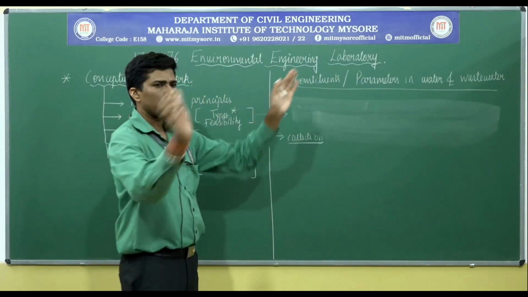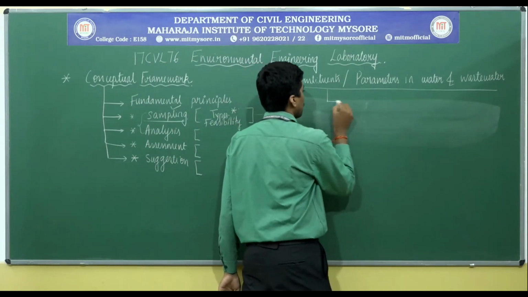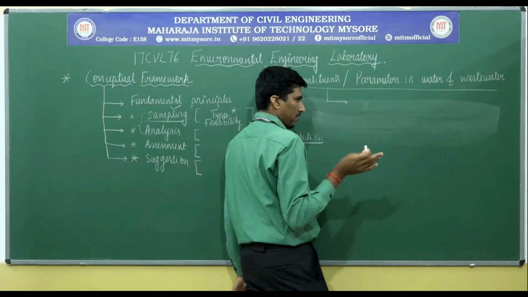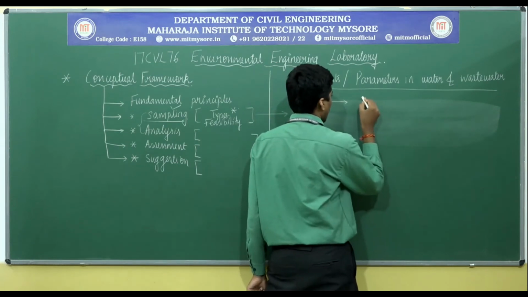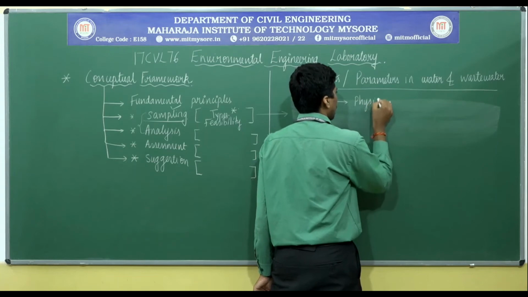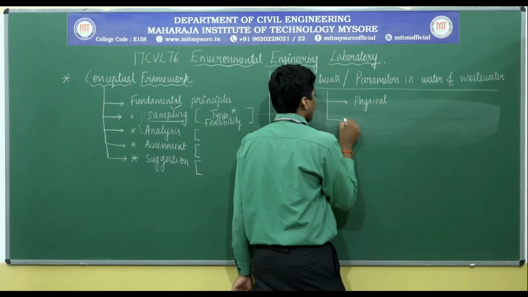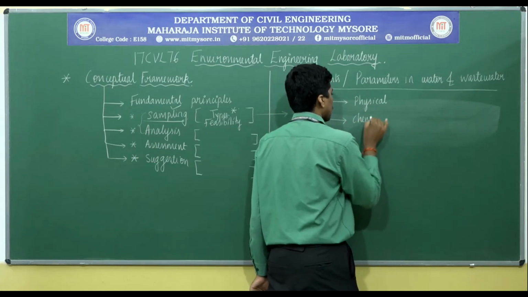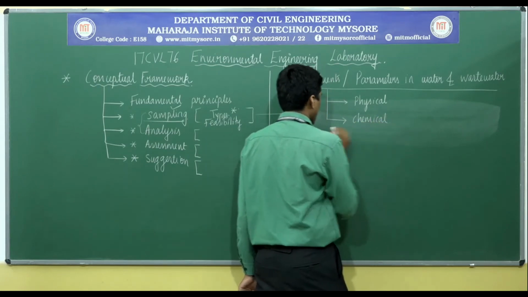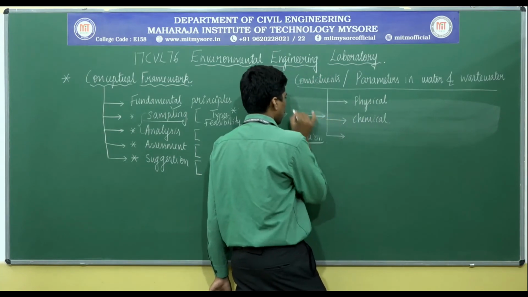Constituents or parameters in water and wastewater are broadly categorized into three. Maybe we have an additional fourth one also, which I will explain later. We have physical characteristics, then chemical characteristics, and then biological characteristics.